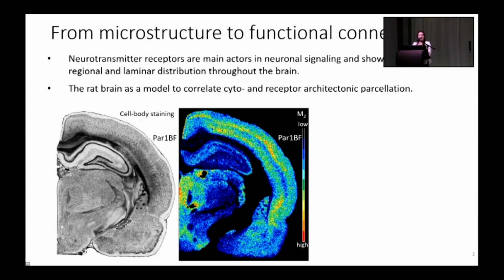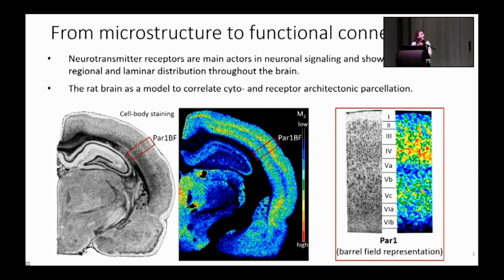The topic of this year's Big Brain meeting is the relationship between brain microstructure and functional connectivity. As one main factor for neuronal signaling, the neurotransmitter receptors show heterogeneous, laminar, and regional distribution throughout the brain, which I want to show in that little piece of an area of the primary parietal cortex. I will explain later on how these colorful images are created.